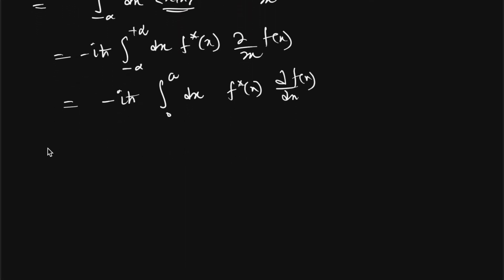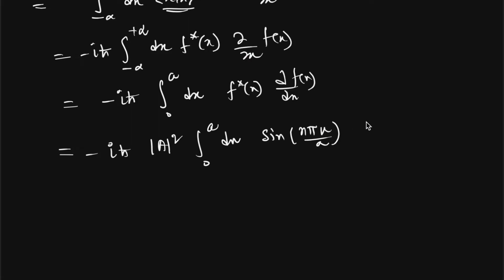Now let us calculate the expectation value of p in this state, that is minus iħ |A|² integral from 0 to a dx sine(nπx/a), and d/dx of sine will be cos, nπ by a cos(nπx/a).